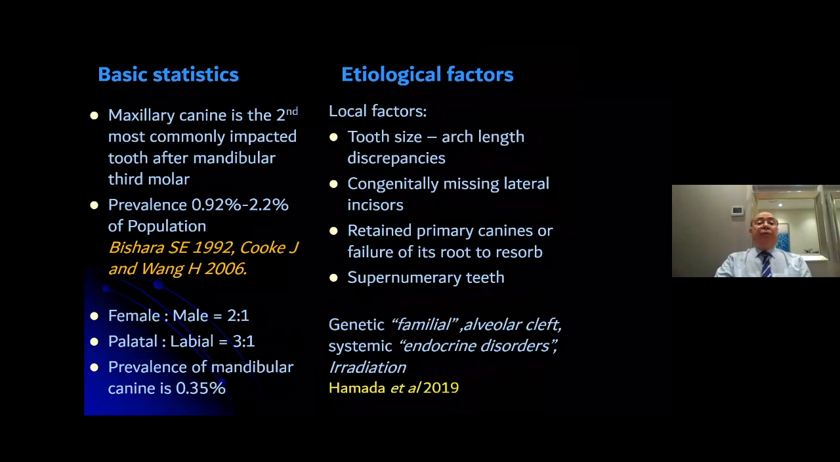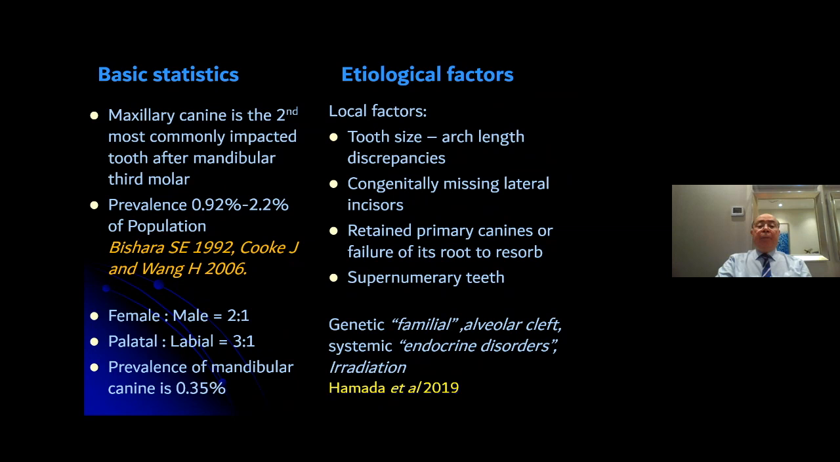I cannot continue the lecture without some statistics. The canine is the most commonly impacted tooth after the lower third molar. It has a prevalence of about 0.9 to 2.2% of the population. Females are more affected than males, as some people say 2 to 1, some people say 3 to 1. It is usually impacted palatally when compared to the labial aspect, so again 3 to 1.